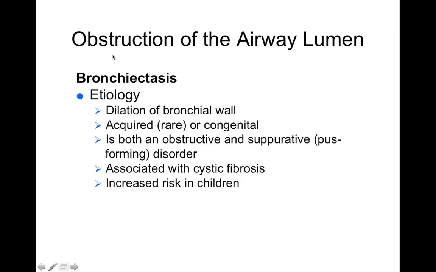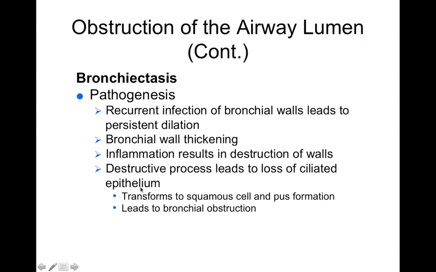So bronchiectasis, you guys, is basically an obstruction of the airway lumen. It occurs from dilation of the bronchial wall. It's where you have these large sort of sacs that form. It can be either acquired or congenital, and it's both obstructive and suppurative, pus forming. It's associated with cystic fibrosis, and you actually find this in high risk in children.